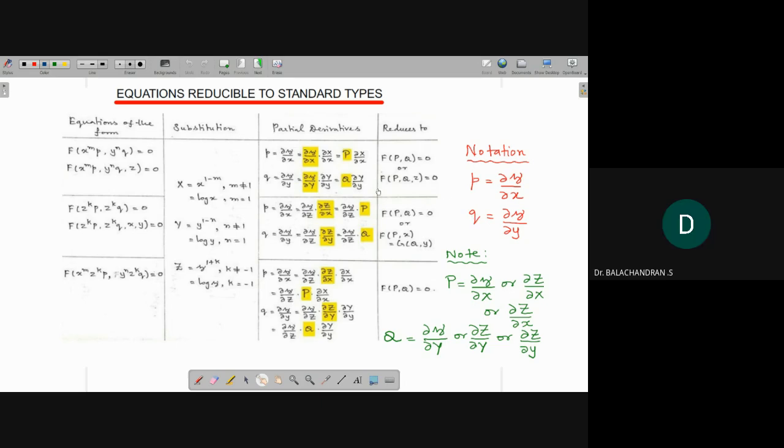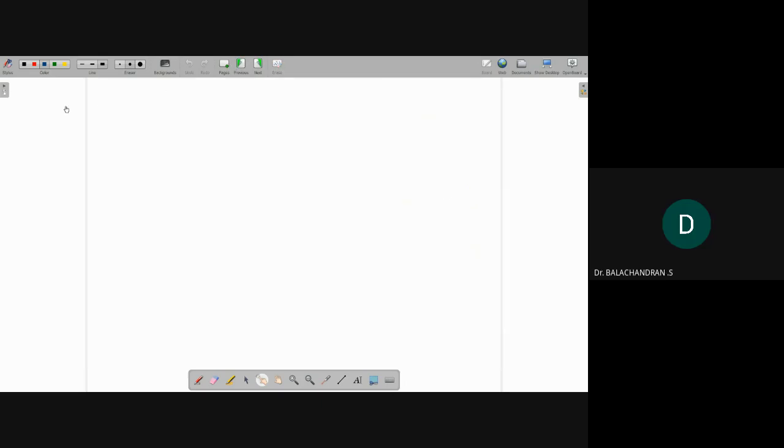Now I will go to the problem. First problem, solve x square p square plus y square q square equal to z square.